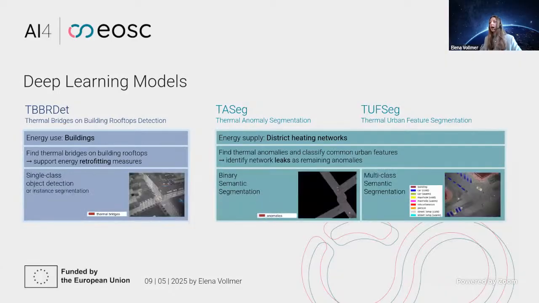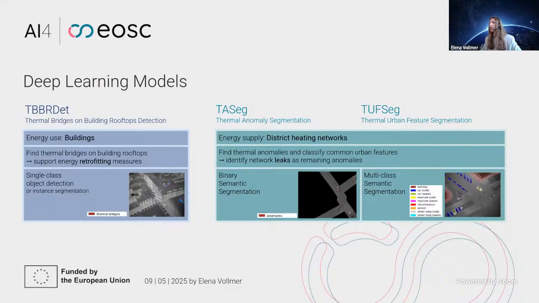Now, in terms of AI, these problems are twofold. The first is really a single class object detection problem. So drawing these bounding boxes around the anomalies that are thermal bridges in this instance, or also can be identified as an instance segmentation problem, which is a pixel-wise definition or classification.